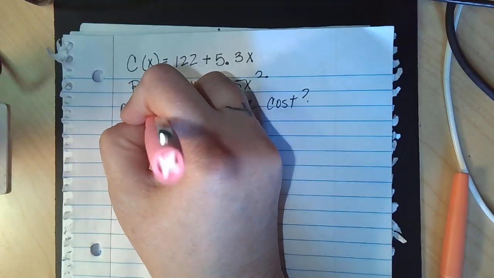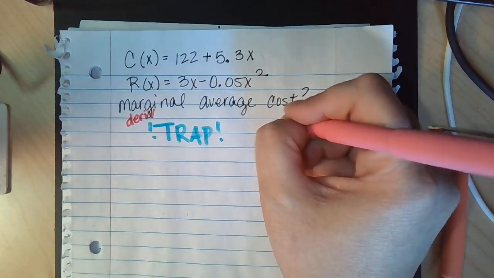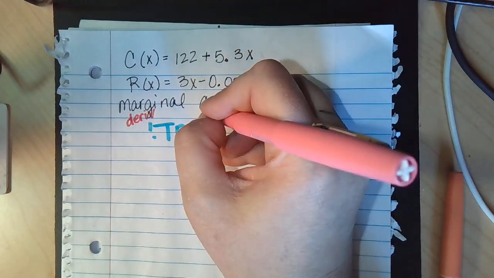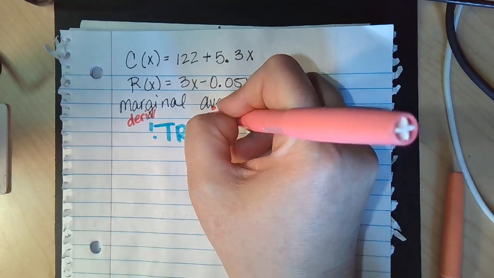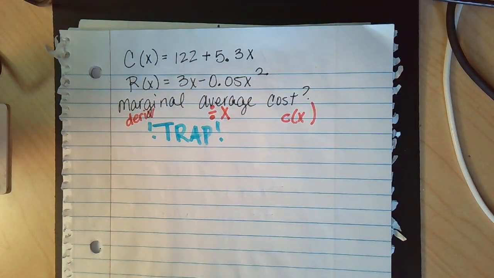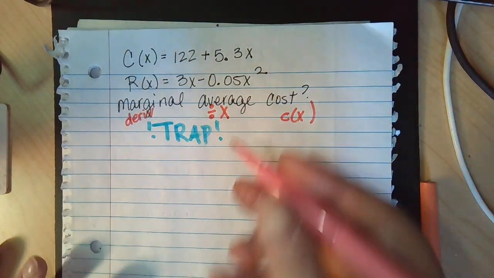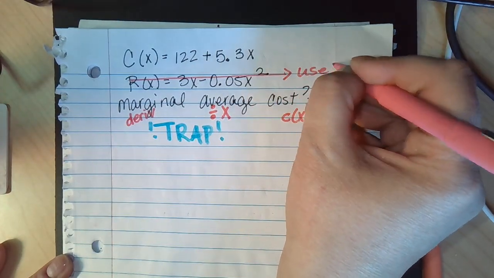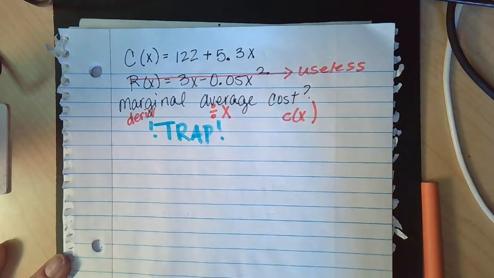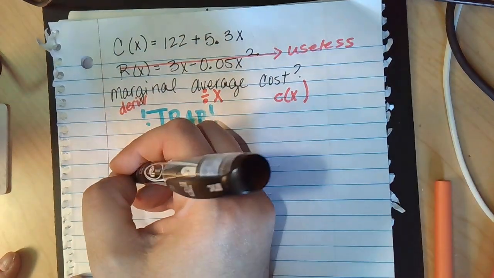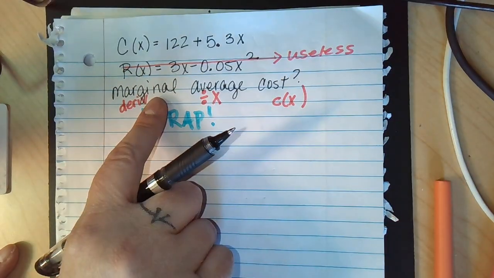We know that now, okay? Cost means that C of X formula. Average means you divide by X. Okay, nowhere did we mention revenue or profit, so this R of X is useless information. We're not actually going to use it. Okay, so let's build our average cost, and then after we do that, we'll take the derivative.